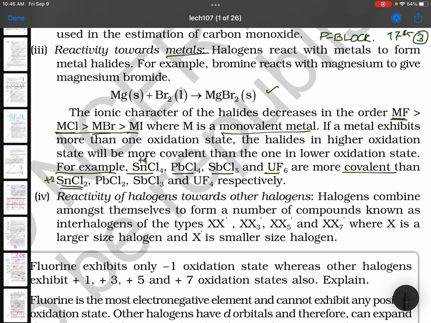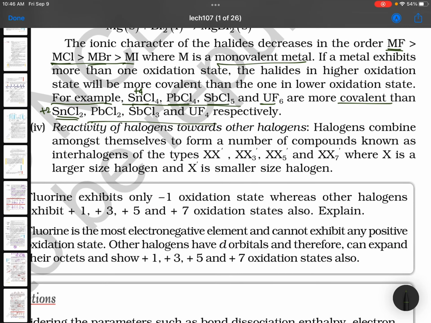Remember Fajan's rules. Lower the oxidation state, more ionic. Higher the oxidation state, more covalent. So these are all covalent. These are all ionic. Expected trend. Reactivity towards other halogens gives compounds called interhalogen compounds. About this we'll discuss in a very special category. These all we are going to discuss soon.